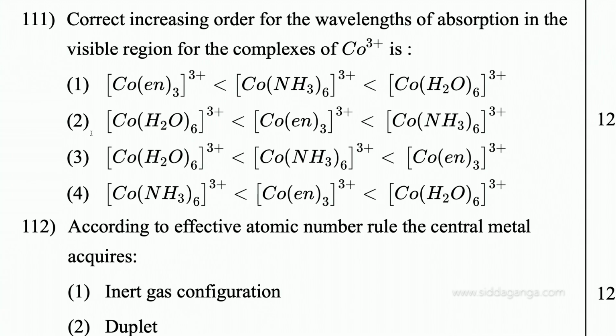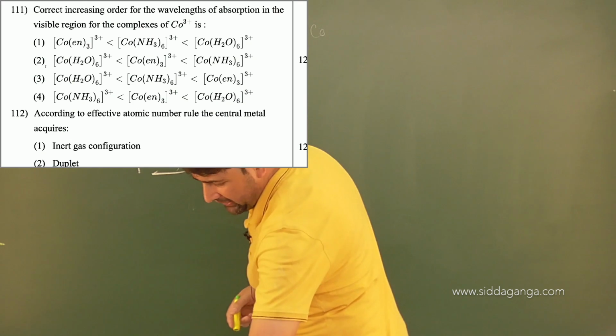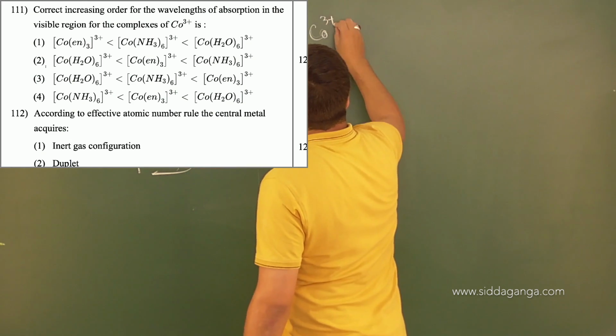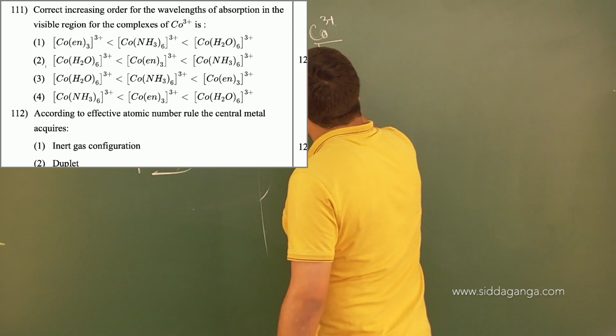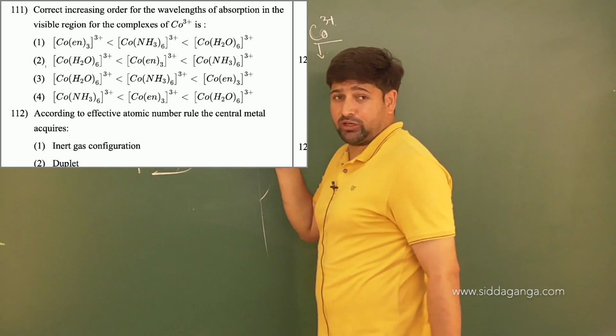Right, what's the question? Correct increasing order of the wavelengths of absorption in the visible region of the complexes Co3+. Question is telling, is cobalt 3 plus, they have already given you cobalt 3 plus, okay? So it is cobalt 3 plus is already given to you. Now this cobalt is under the influence of En, it is under the influence of ammonia, and it is under the influence of what more ligand? Water.